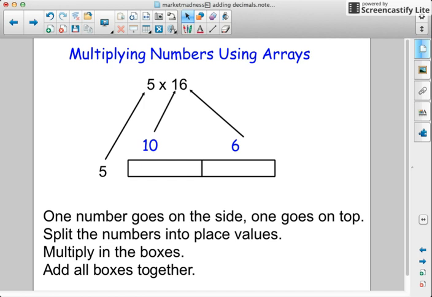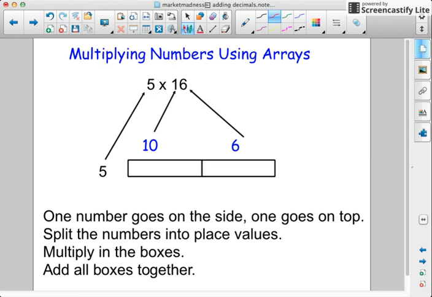Another way of multiplying decimals is using arrays. So before we get to decimals, we should just review multiplying using arrays. When we use arrays, we split the numbers into their place values, multiply them separately, and then add them together after. So this one would be 5 times 10.